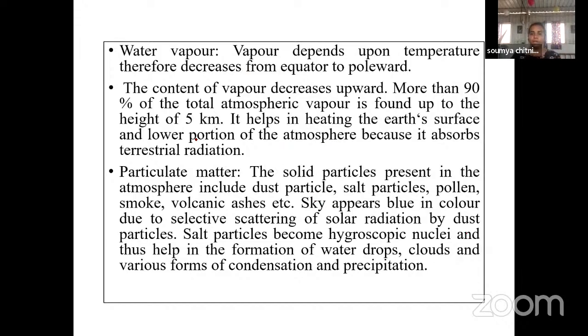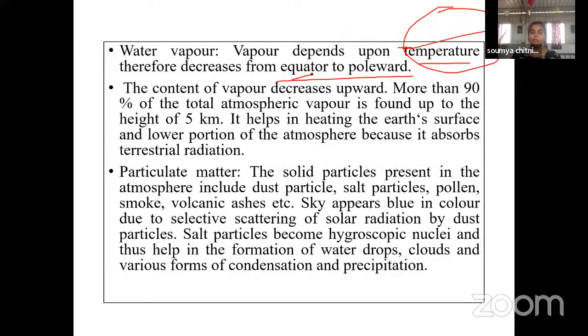So water vapor, we know that water vapor is nothing but the water molecules, the gaseous form of water which is present in the atmosphere, right? So this vapor, as I told you, depends on the temperature. So it decreases from equator to poleward. So we know how it is actually differing from equator to poles, right? Similarly, the climate also changes. Similarly, the water vapor content in the atmosphere also changes. It decreases from equator poleward.